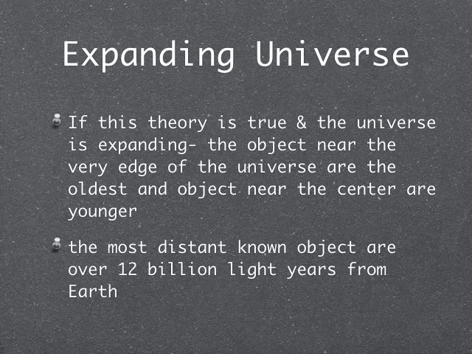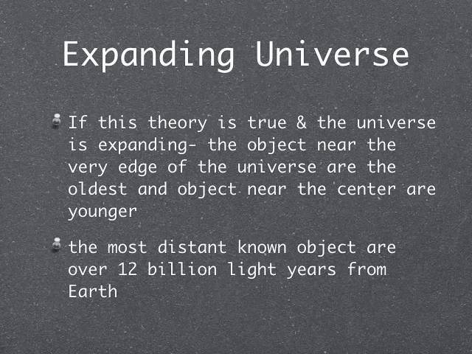Our expanding universe. If this theory is true, mind you, it's just a theory, then the universe is expanding, and the objects near the edges of the universe are the oldest. So if you think back to the bubble, the things farthest away from the center are going to be the oldest, and the objects nearer the center are going to be the younger. The most distant object from us is 12 billion light years away from us. So that means it takes 12 billion years for the light to reach us.